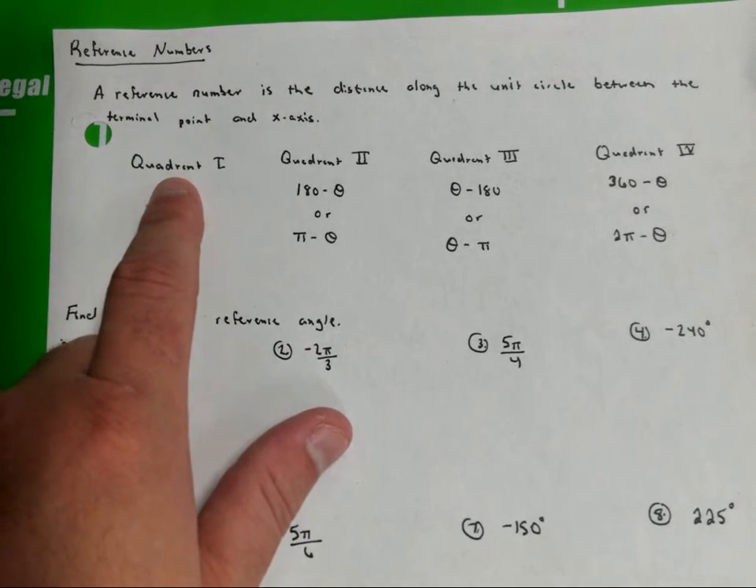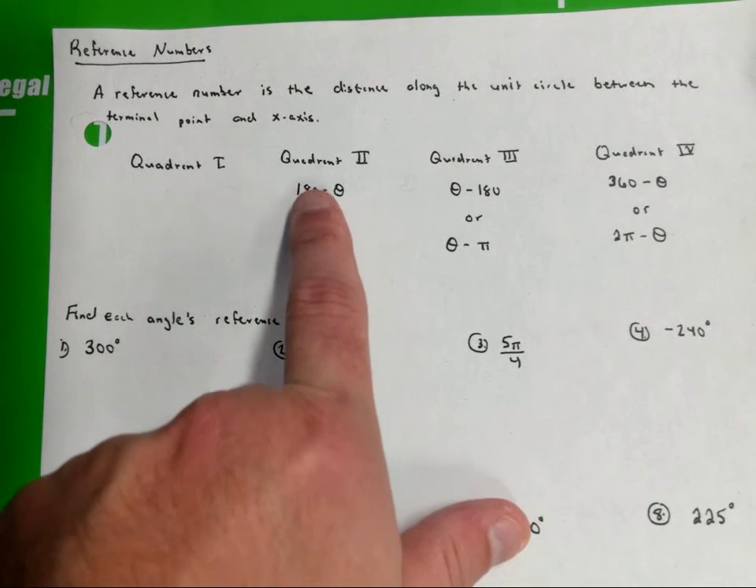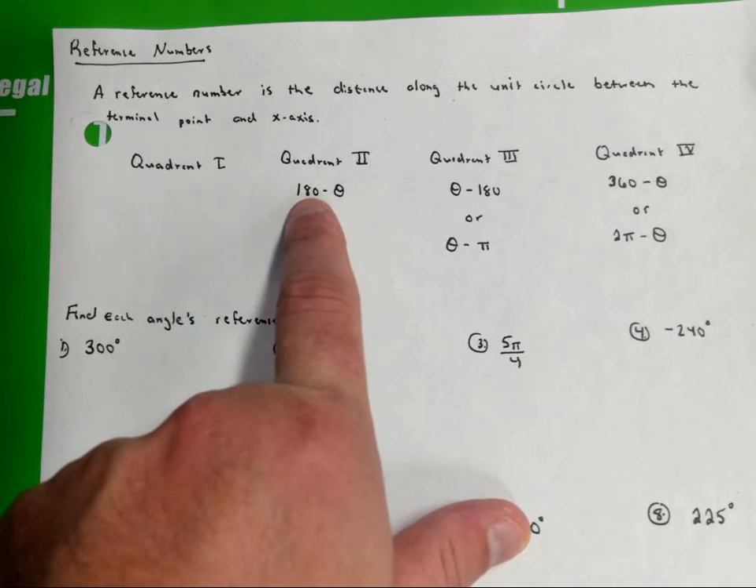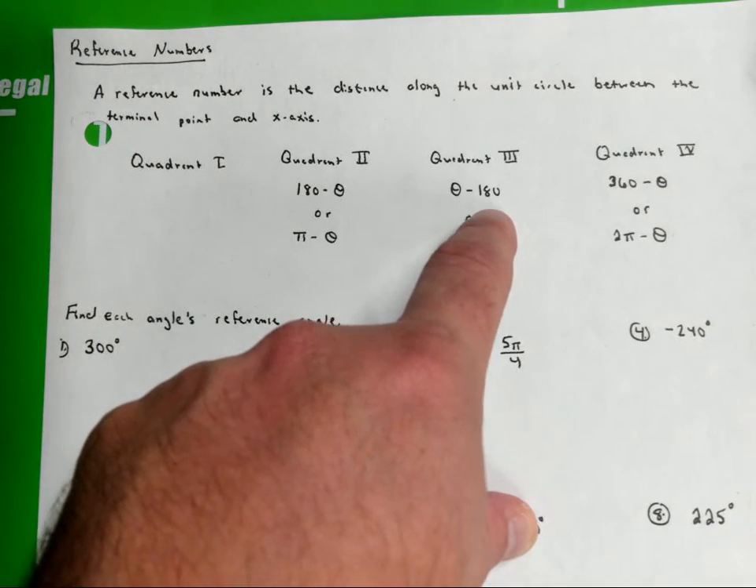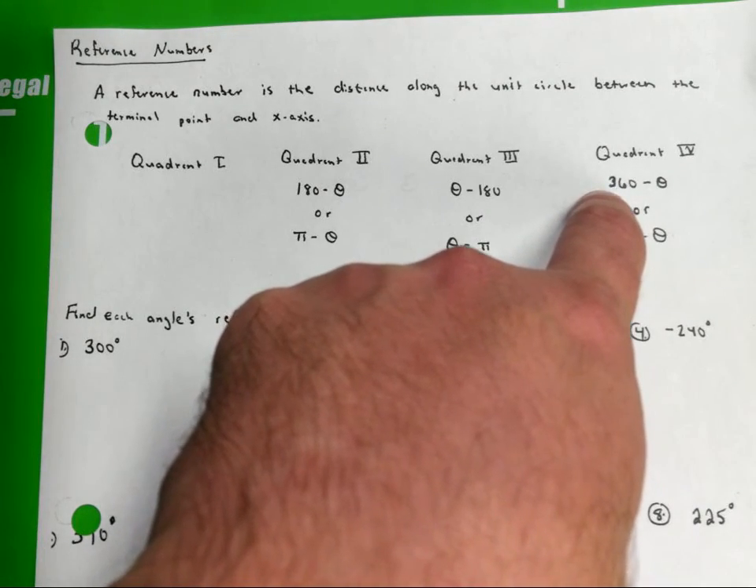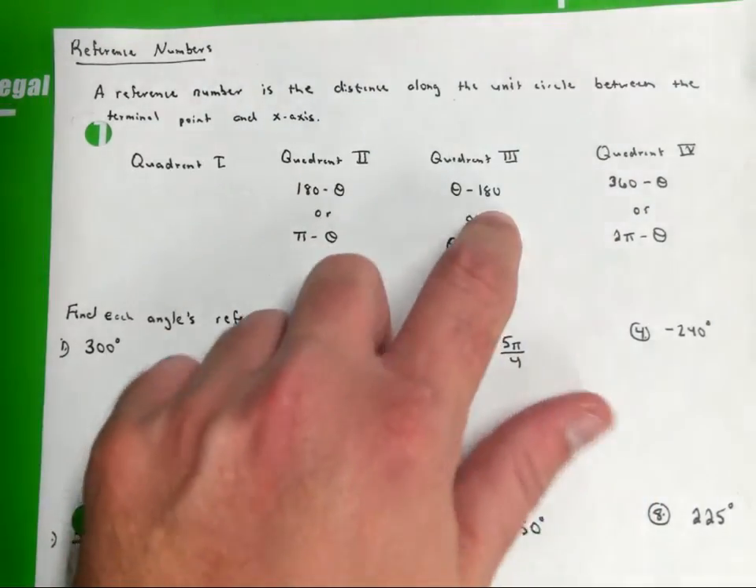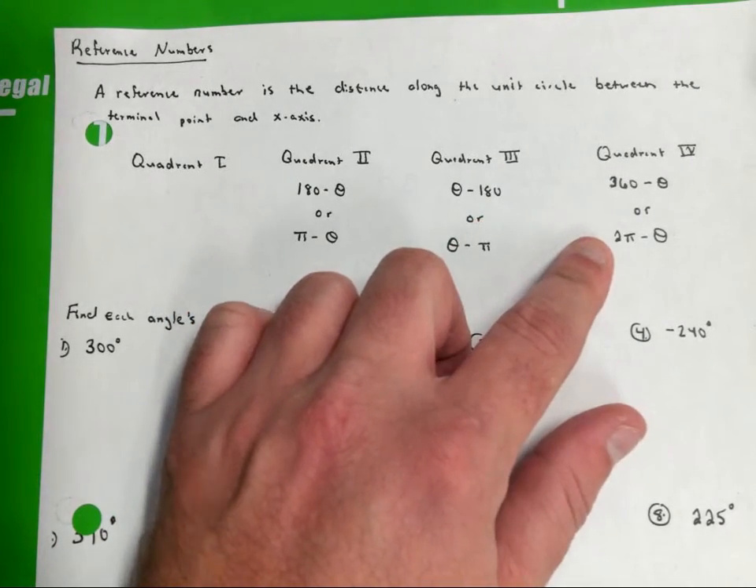In quad 1, it is the reference angle. But if it's in quad 2, you take your angle and subtract it from 180. Quad 3 is your angle minus 180. And quad 4 is 360 minus the angle. That's your rules, okay? So quad 2 and quad 3 both deal with 180. Quad 4 is 360.